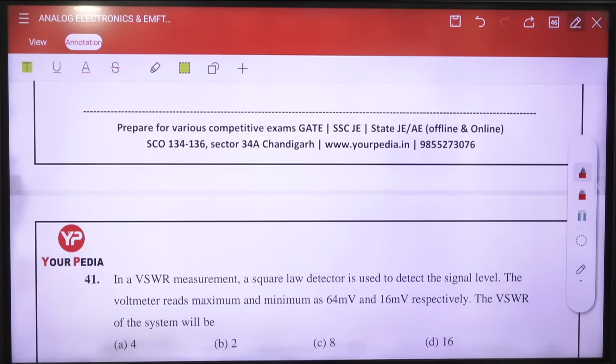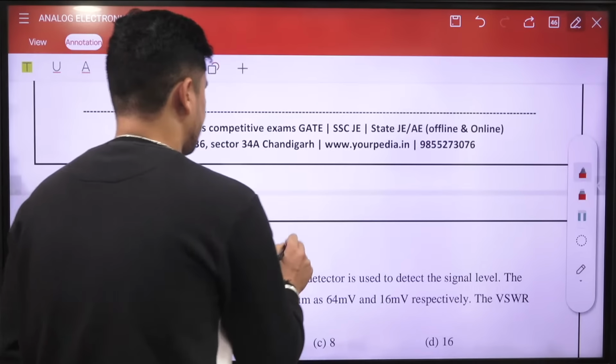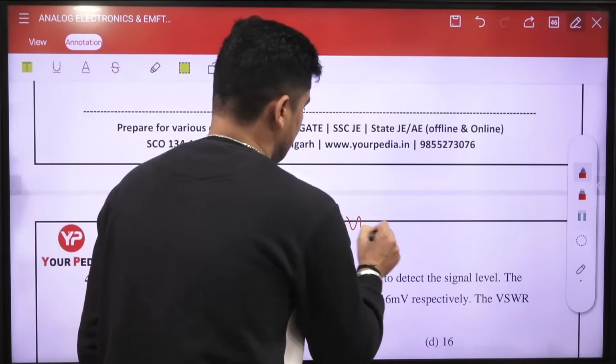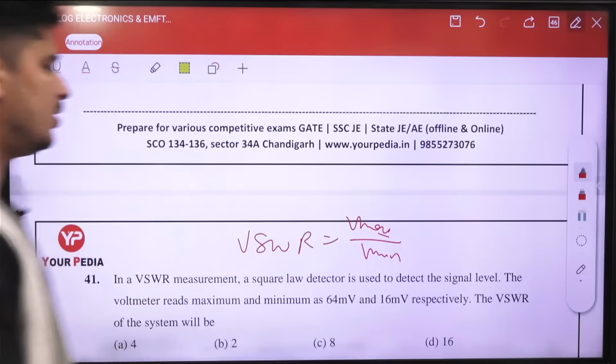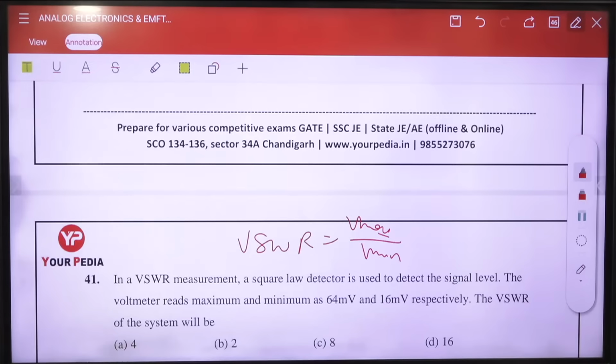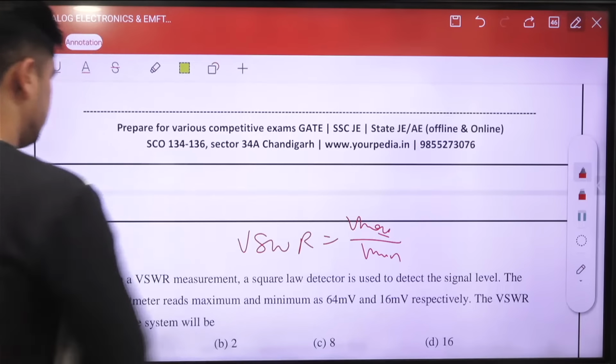The VSWR is measured, and a square law detector is used to detect the signal level. The voltmeter reads maximum and minimum values, and then VSWR is always Vmax upon Vmin. Remember that. This is Vmax upon Vmin. 64 by 16, that is going to be 4.